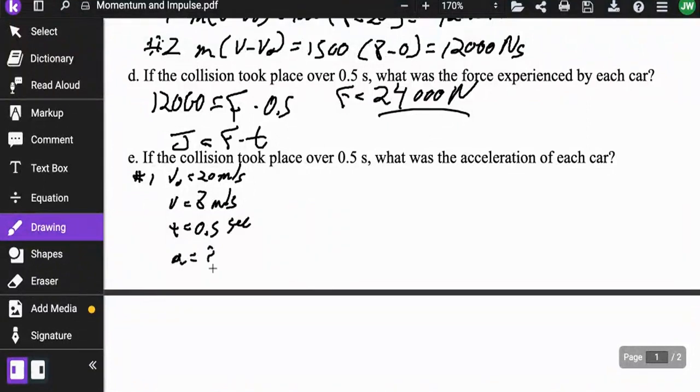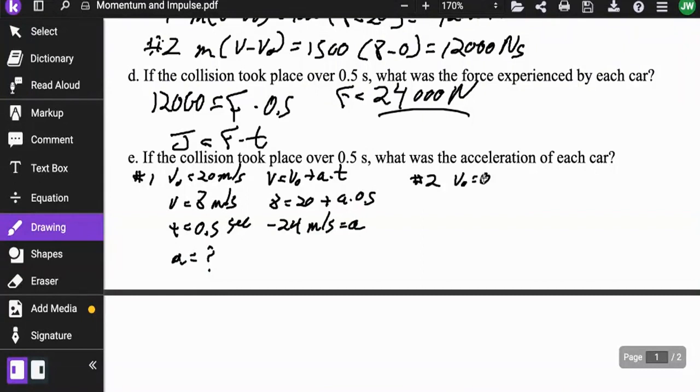I think the easiest thing for me to do when I see these particular variables, I love VOTAT. It's the only kinematic equation with a name. So we have V equals V0 plus A times T. Kind of looks like V equals VOTAT. 8 is equal to 20 plus A times 0.5. We're going to subtract that 20 to the other side. And then we're going to divide by 0.5, and we get negative 24 meters per second squared. Ooh, that should be meters per second squared for the acceleration. Don't worry, I'll fix that here in a second.